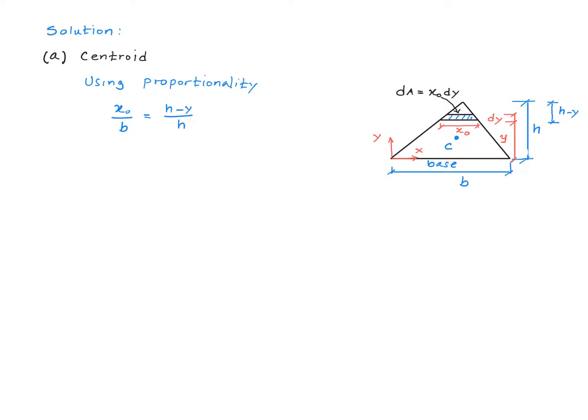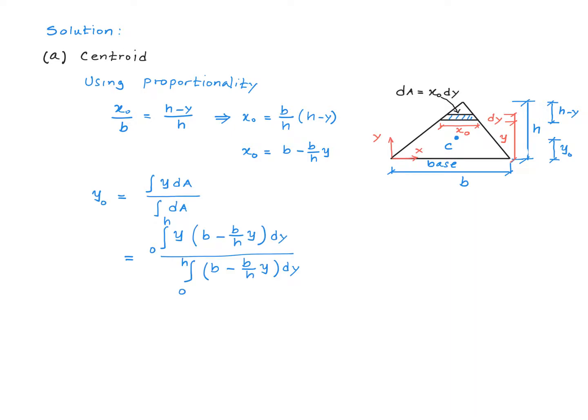I use the proportionality rule to achieve this. You can see this little triangle and the big triangle are similar, right? And therefore, x0 divided by b must be equal to (h minus y) divided by h. Rearranging it, we get this expression for x0 as a function of y.